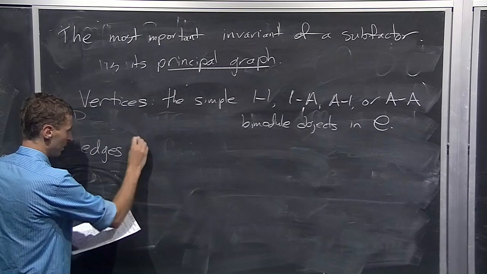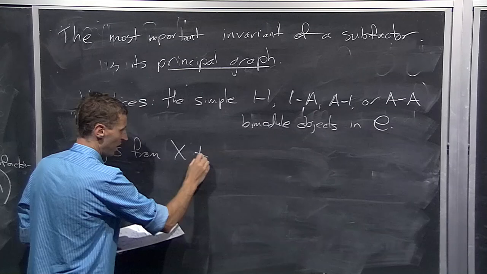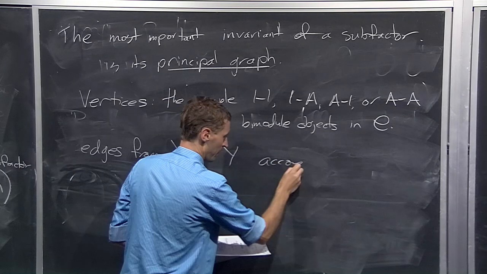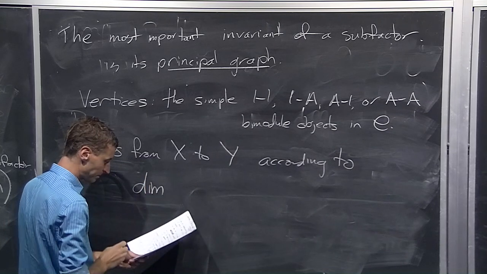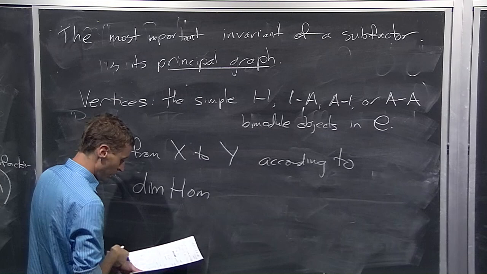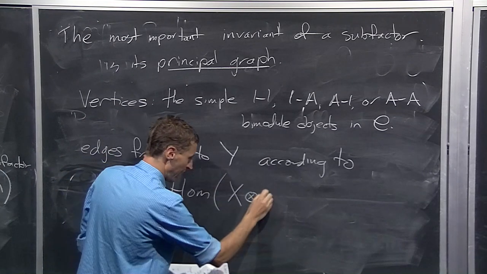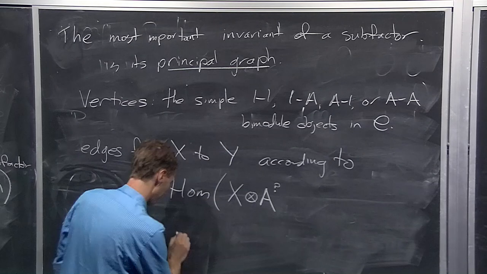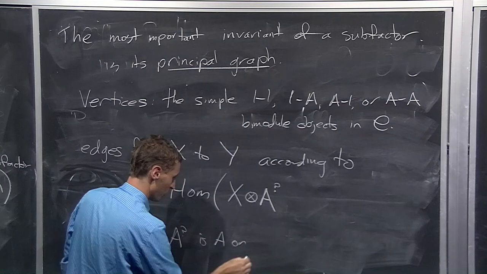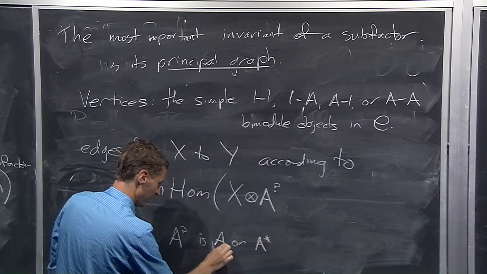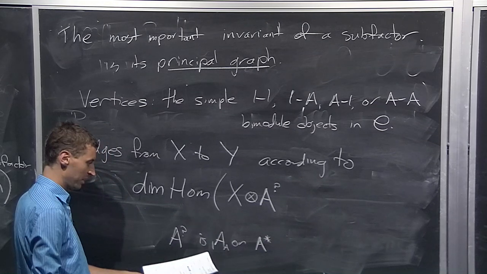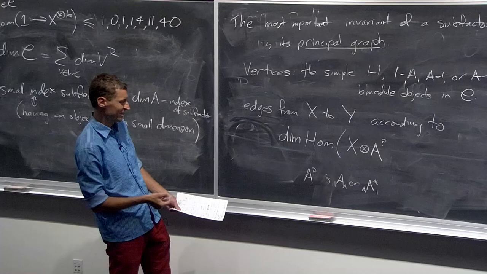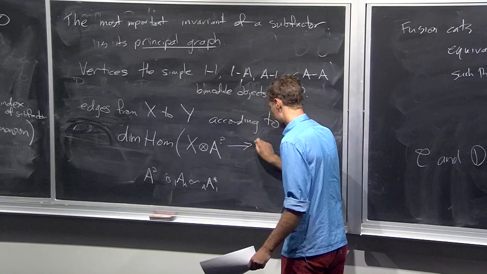And edges from X to Y: pick an object from each of these parts. The edges are according to the dimension of some hom space in the category. What we can do is take X and tensor it with A question mark, where A question mark is A or A dual. Here we're thinking of A as a 1A bimodule object, and A dual as an A1 bimodule object. Maybe I have that the wrong way around; it depends what order you multiply in, I guess, to X.